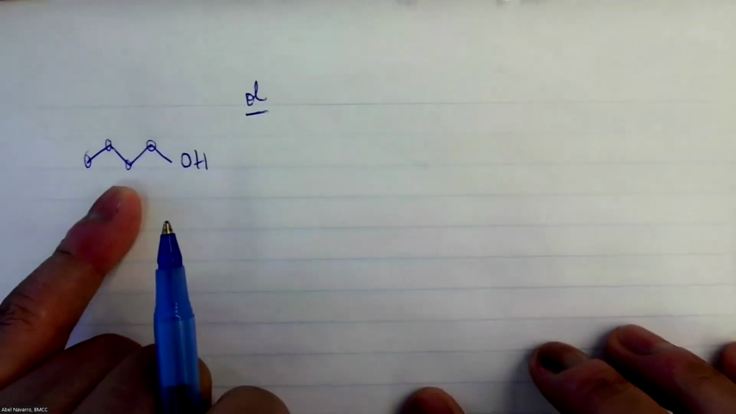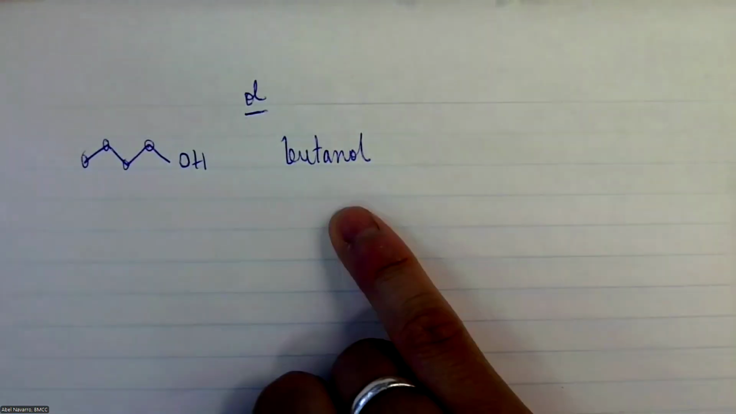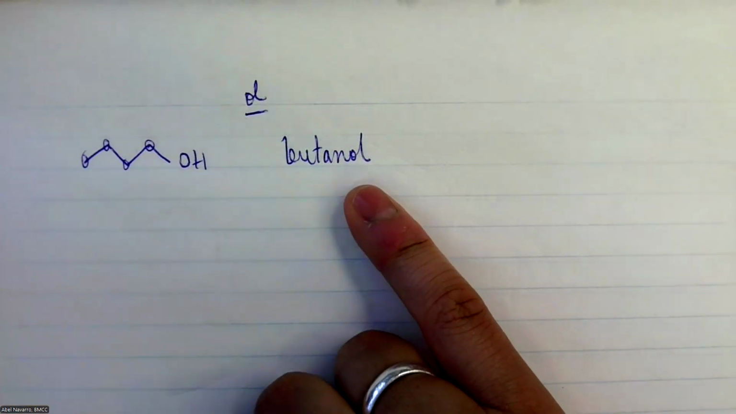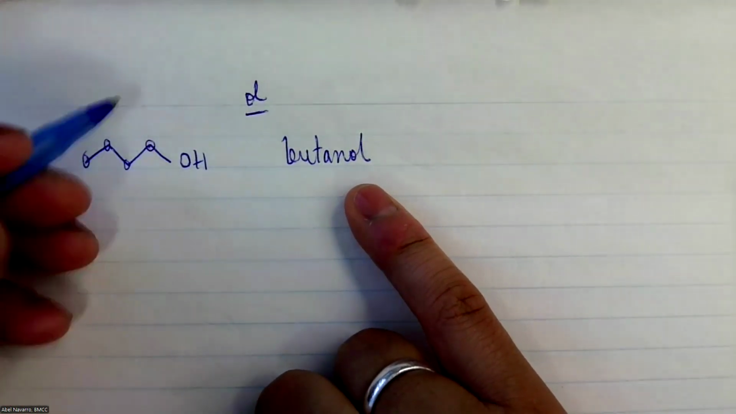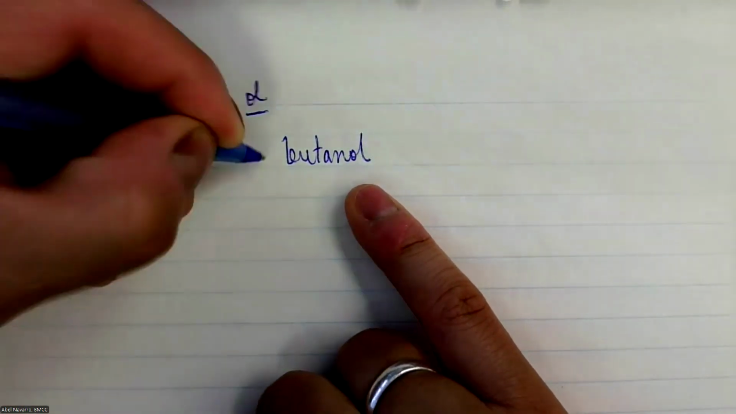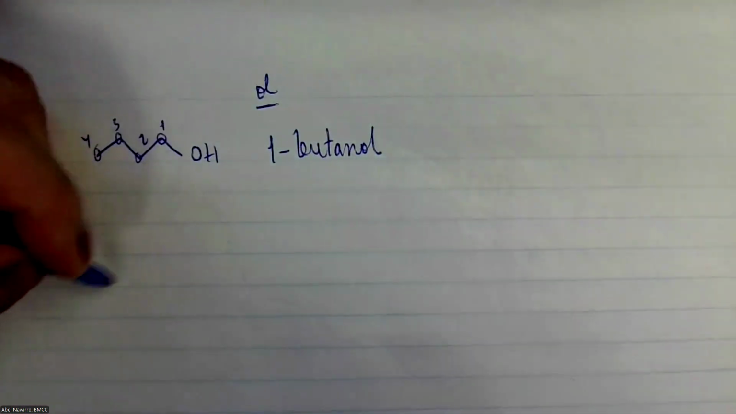So the ending for alcohol is -ol. Okay, so if this guy used to be called, 1, 2, 3, 4, butane, because it has 4, now it's going to be called butanol. And of course, you have to indicate the location of the alcohol. In this case, the alcohol will be on carbon number 1. 1-butanol. What about this guy?